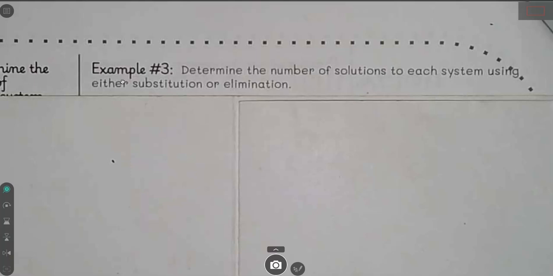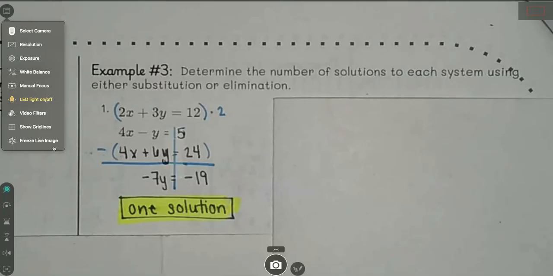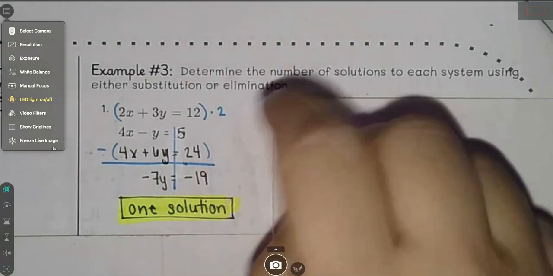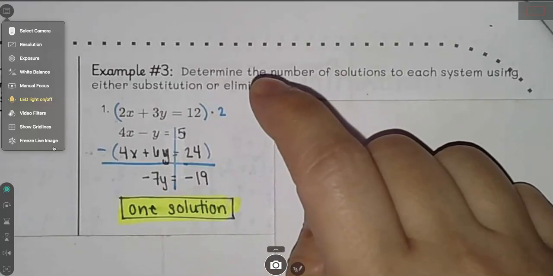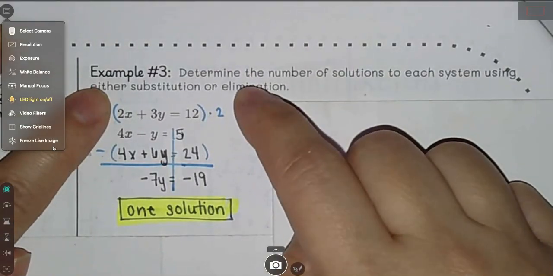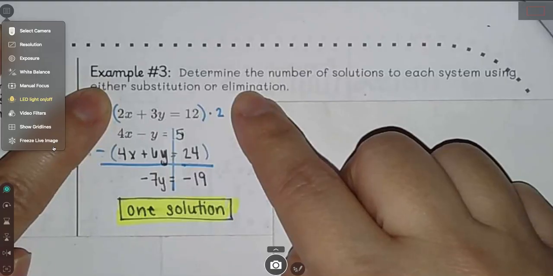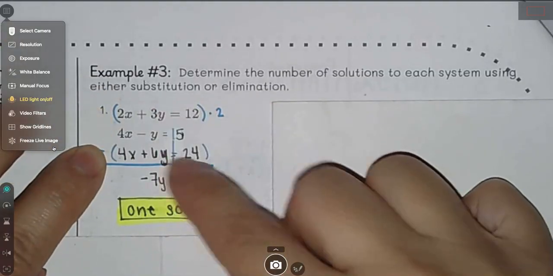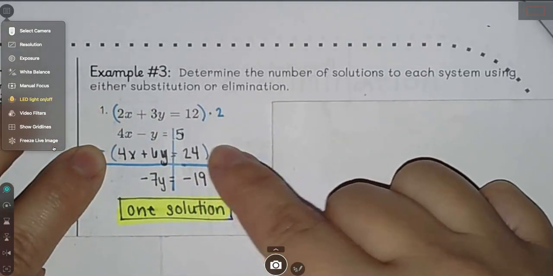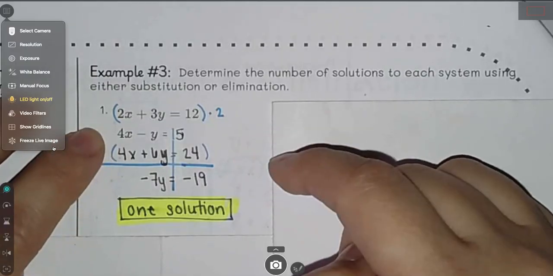Okay, team 2, you have an answer? Everybody got it. Good job. All right, ladies. So this is what I did. I prefer elimination, so I multiplied my first equation by 2. I got 4x plus 6y equals 12. And then I subtracted.